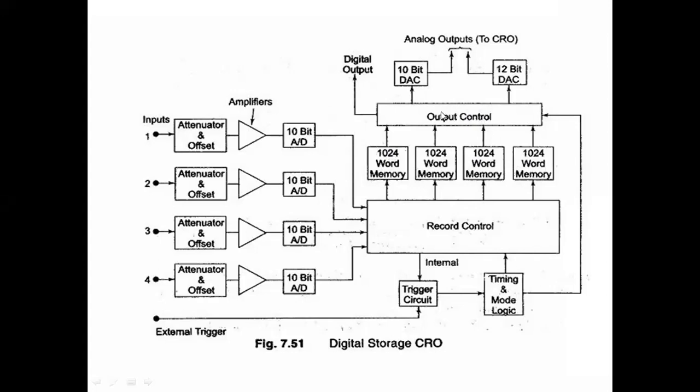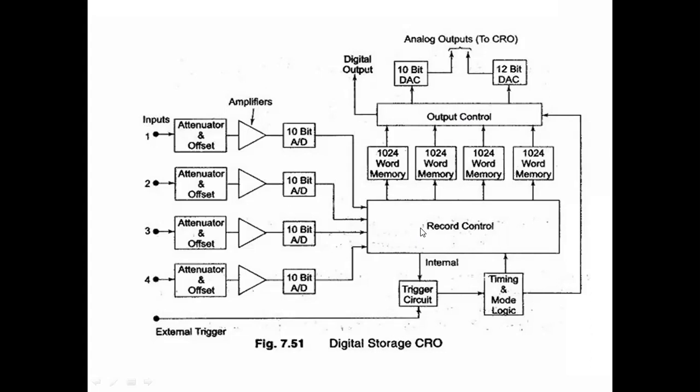The output control places the data which is stored in digital form at its output side, and that signal is applied to a 10-bit DAC. This is also a 10-bit DAC. After that it is converted from digital to analog form, and the converted analog signals are applied to the deflection plates of the CRO.